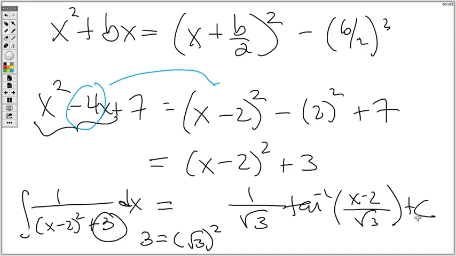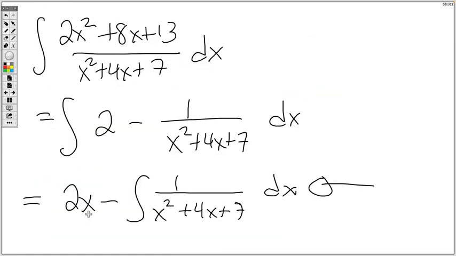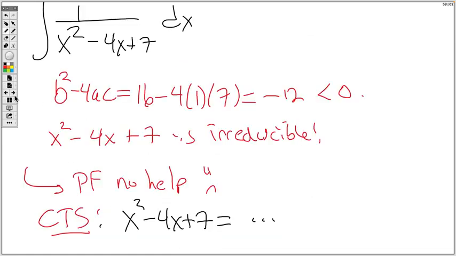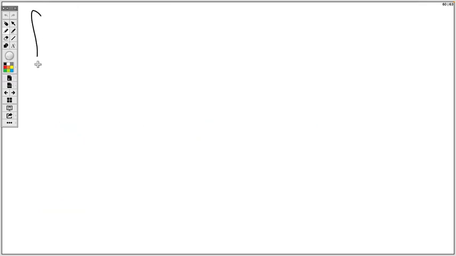But as I mentioned on Monday, a lot of this chapter is about keeping track of what you're doing. This was just one part of the integral that we started with. You follow? So I got to put that back in. My final answer is 2x minus that integral. So let's put this all together now at the end.